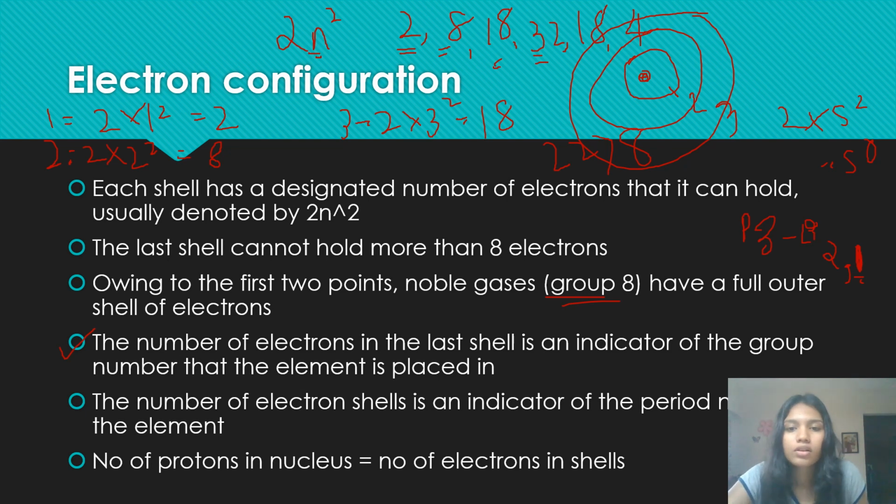Okay. And there we go again. Number of protons in the nucleus is equal to number of electrons in shells for neutral atoms, because they have to have a neutral charge. Plus and minus have to cancel out. Okay. I hope this is clear. You can email me if you have any other questions.